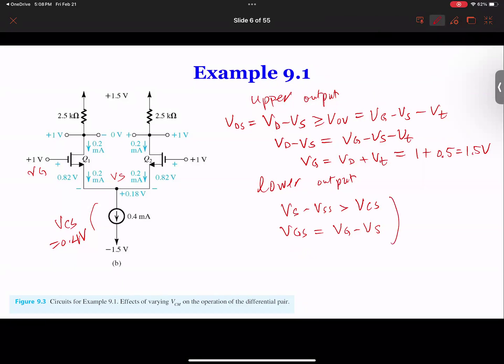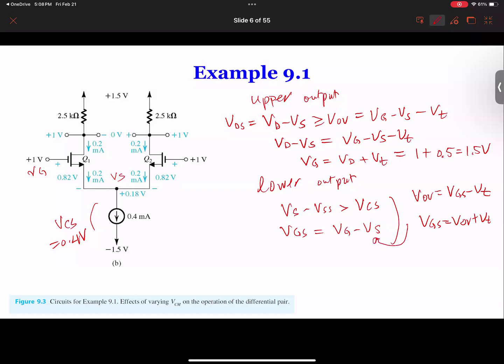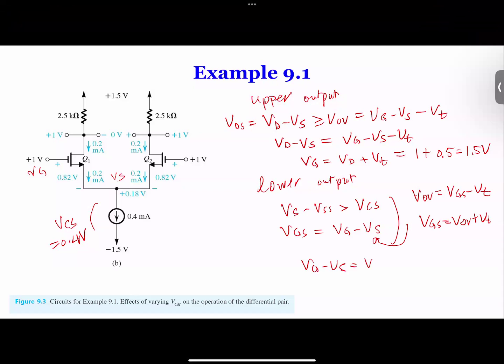VGS, VOV equal to VGS minus VT. So VGS equal to VOV plus VT. Okay, so this is VGS over here. So we can plug in this equation to here. So we have VG minus VS equal to VOV plus VT.